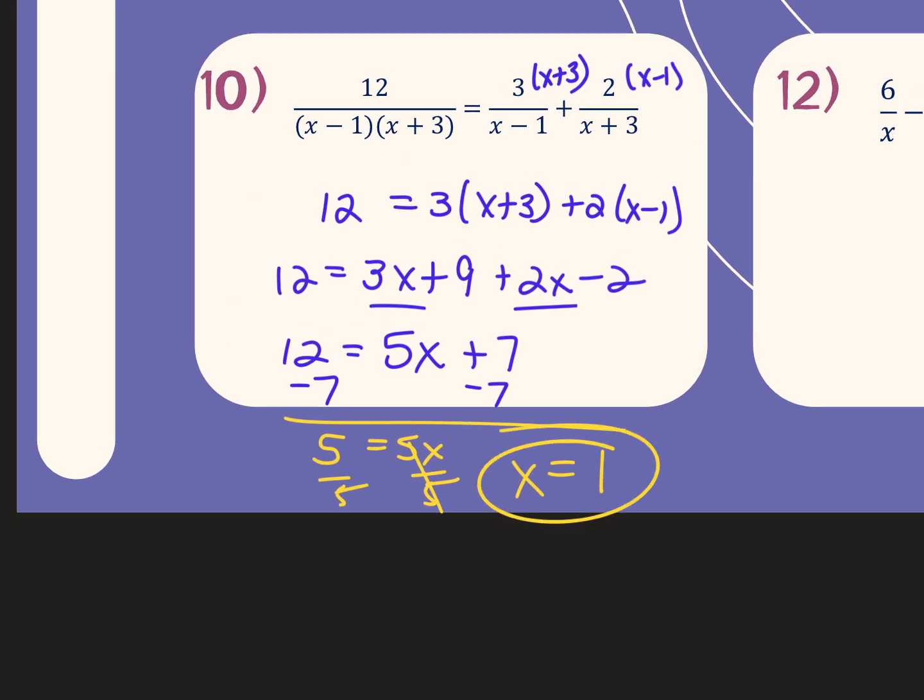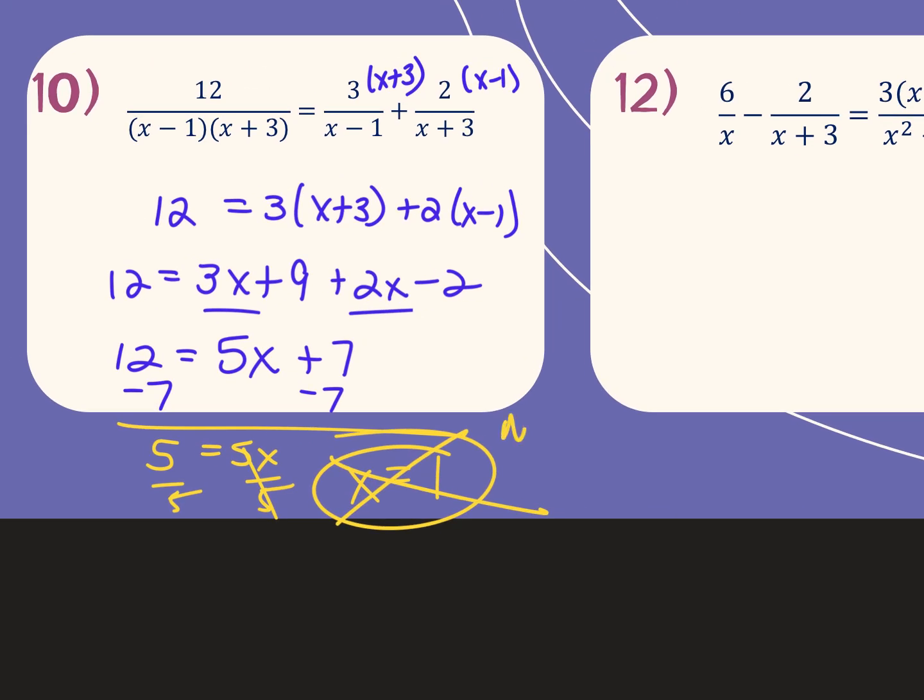Valid or no? Why? What happens when I put 1 in for x minus 1? It becomes 0, so we cross it off and we put no solution. Now, I know as I'm going through this, you guys are like, oh, this is so easy.